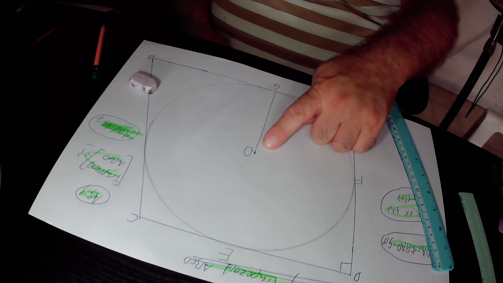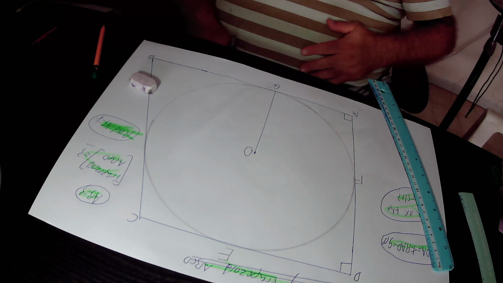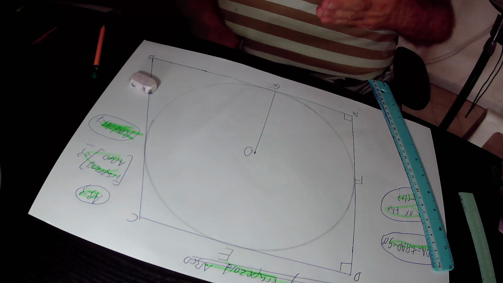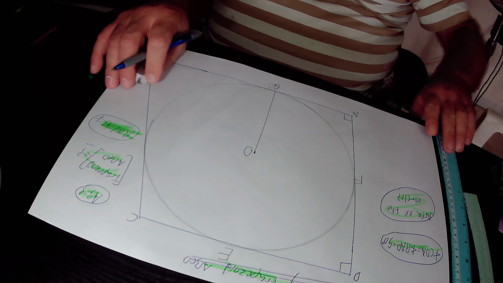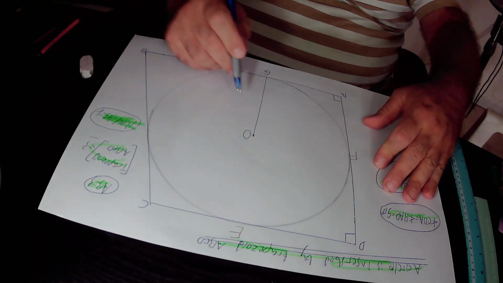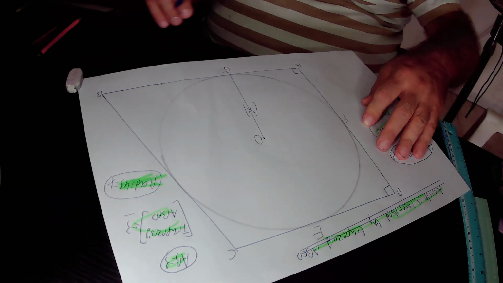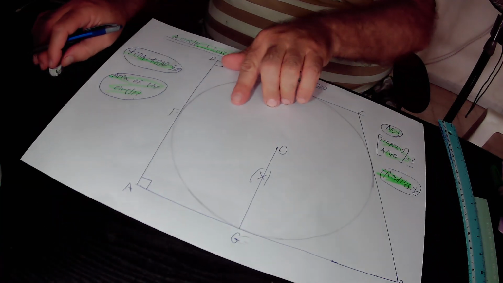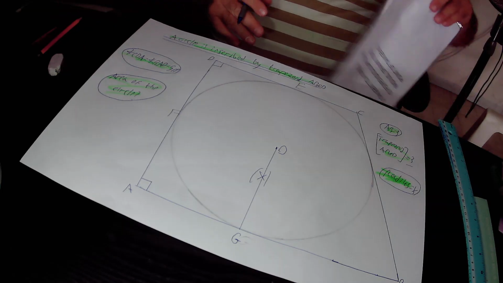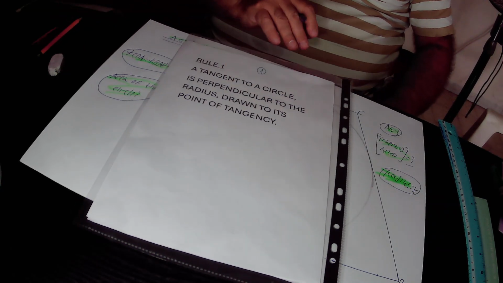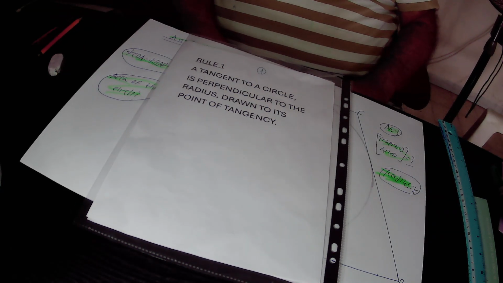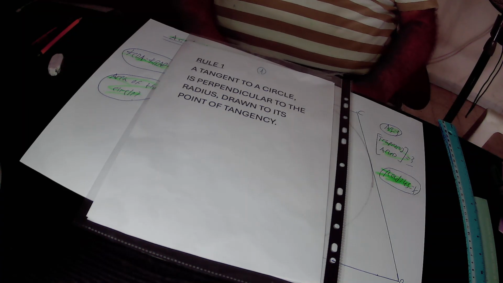Point O is the center of the circle, point G is a point on the circle itself, therefore OG is the radius of this circle, equal to x. So here we can implement rule 1. According to rule 1, a tangent to a circle is perpendicular to the radius drawn to its point of tangency.